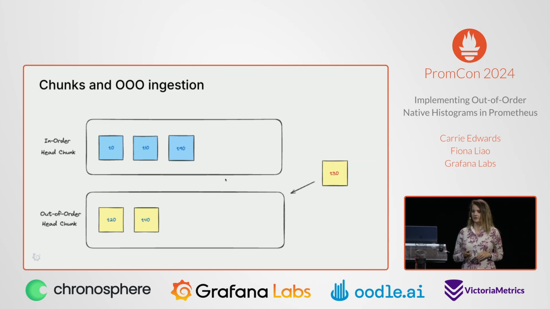This process continues as more samples come into the TSDB. But here, we have an example where the incoming sample's timestamp is earlier than both the timestamps of the latest in-order sample and the latest out-of-order sample. So in this case, the incoming sample is still added to the out-of-order head chunk, but the chunk has to be sorted and stored in the correct order.